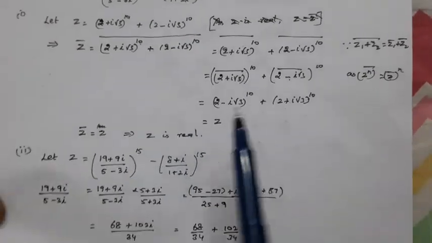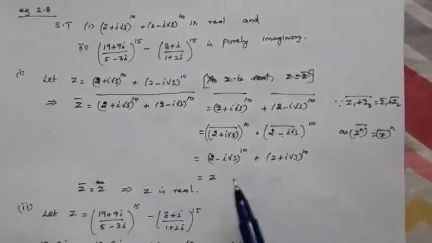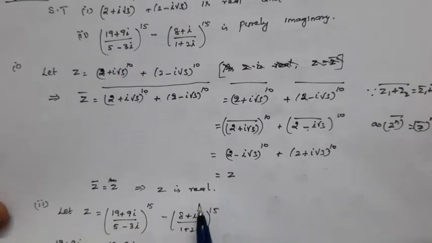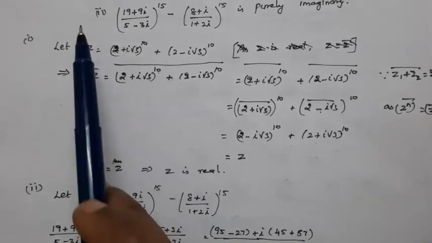So here the properties have been used. Instead of finding the actual value, using the properties we have proved this result. Now coming to the second part.